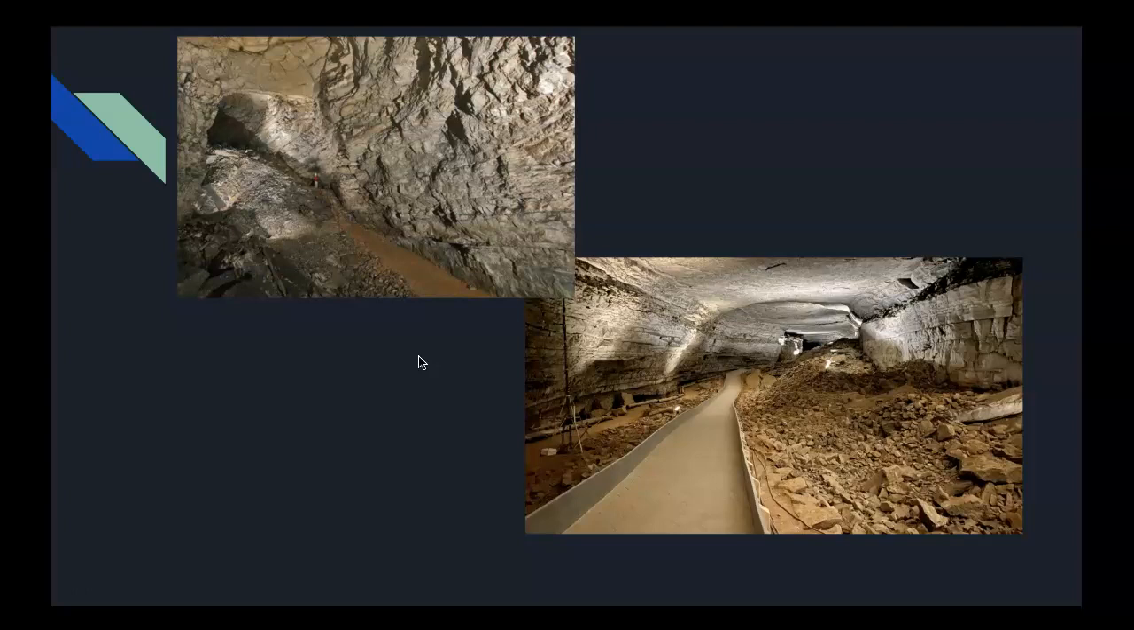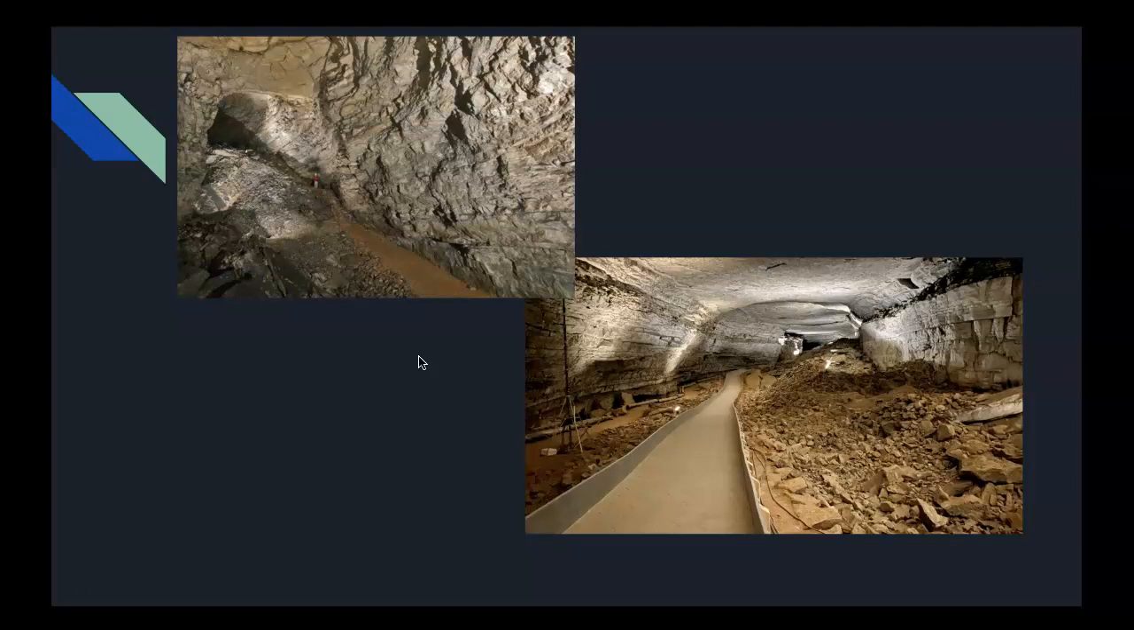So there are three main types of rocks that can be found in Mammoth Cave, but the first one, and most common, would be limestone. Limestone is a sedimentary rock, and the reason why it's so important in this national park is because of its chemical makeup. Its chemical makeup allows the groundwater to form passages in the rock.